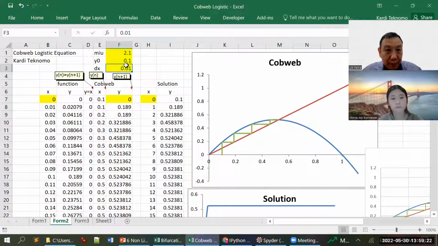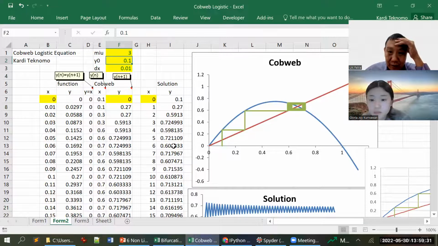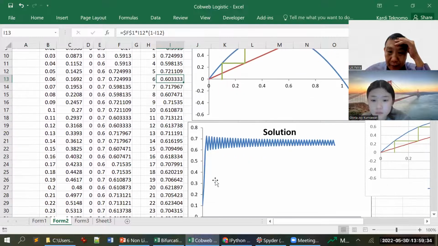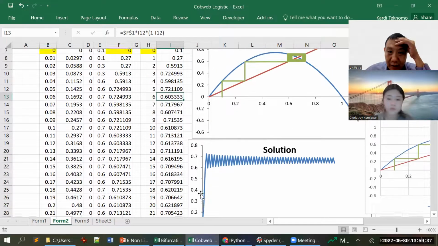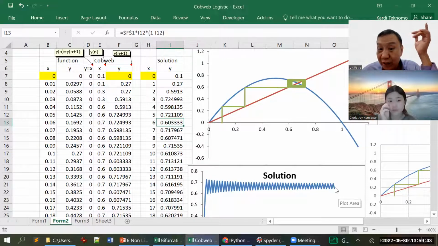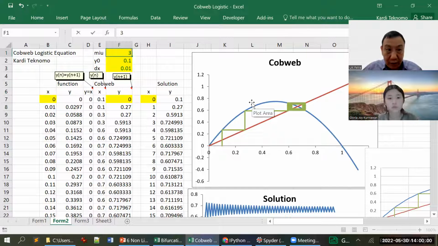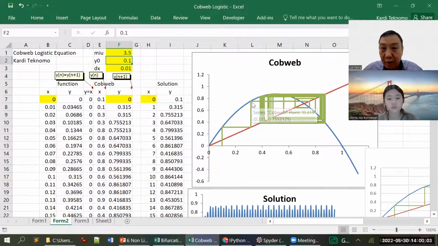Now what happens if your mu is actually 3? You can see the solution. It starts from here, and then it will oscillate. That oscillation is actually around this equilibrium. It will never reach equilibrium, but it just goes round and round near this equilibrium. And what happens if you have 3.5, for example?